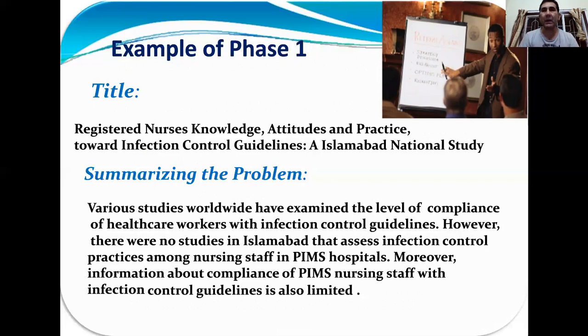The title should be concise, and it should express the population, the research problem, the variables, the data, and the study setting. Such a title will be very suitable in a scientific study. After giving the title of your problem, you will go to the summarization of your problem.